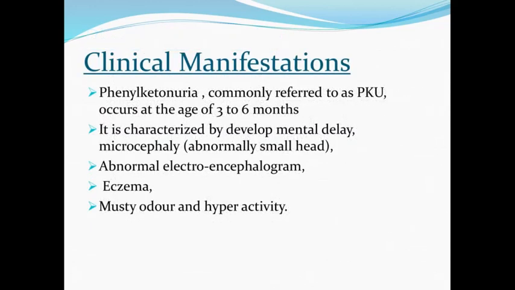Next, we move on to clinical manifestations of PKU. Phenylketonuria, commonly referred to as PKU, manifests at the age of 3 to 6 months. It is characterized by developing mental delay, microcephaly, which means an abnormally small head, abnormal electroencephalogram, eczema, mousy odor, and hyperactivity.